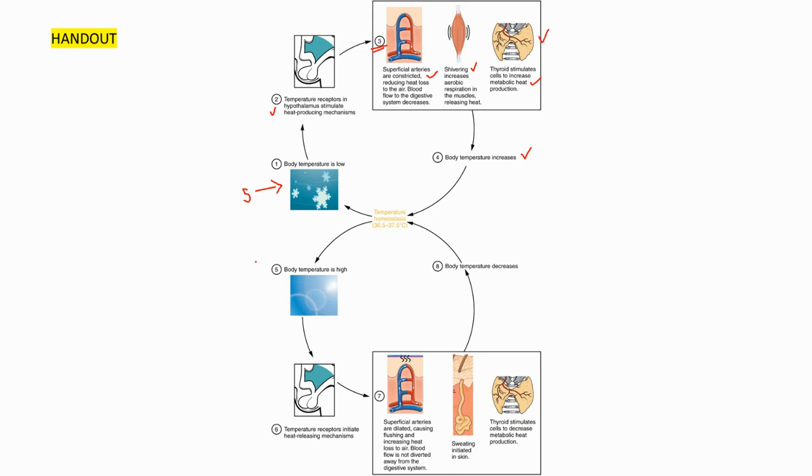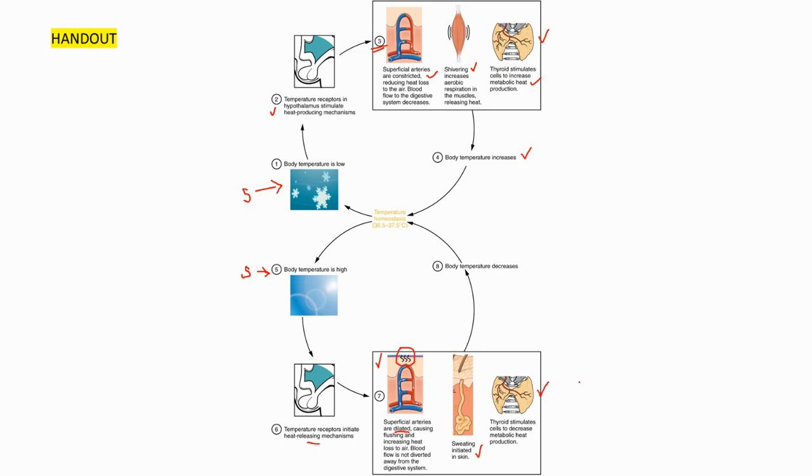Now, if your stimulus is too high, what's going to happen? Well, the temperature receptors are going to initiate heat-releasing mechanisms. They are going to be talking to your blood vessels, telling them to dilate, to offload that heat. That's what these little squiggles mean. You're offloading that heat. And it's going to tell your sweat glands to start making sweat. Again, nothing new, I don't think.